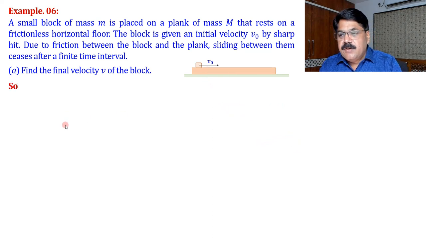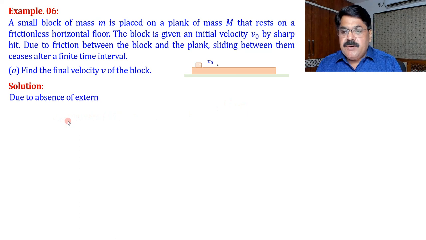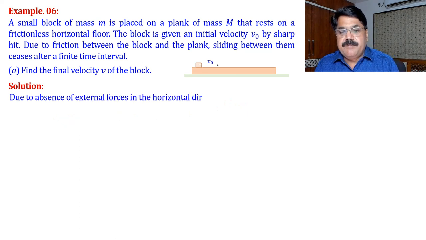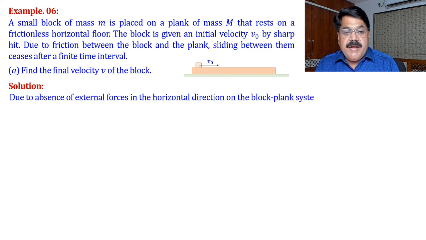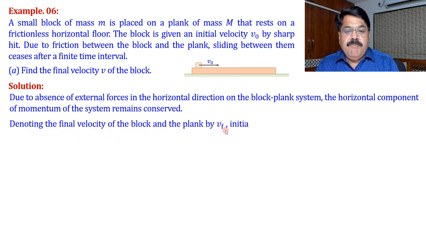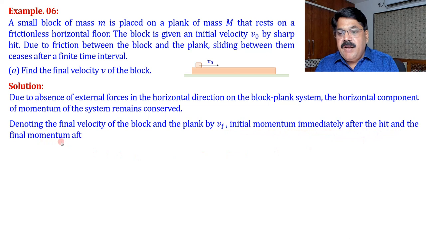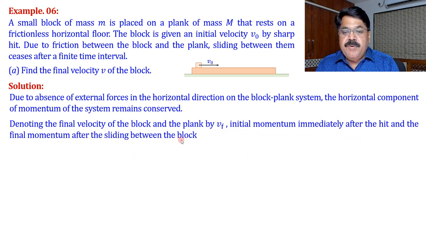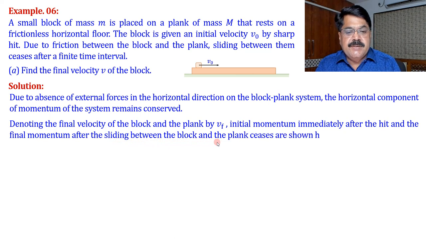Now let us write the solution. Due to absence of external forces in the horizontal direction on the block-plank system, the horizontal component of momentum of the system remains conserved. So what can we write? Denoting the final velocity of the block and the plank by v final. The initial momentum immediately after the hit, and the final momentum after the sliding between the block and plank ceases, are shown. So after the hit, you can see.